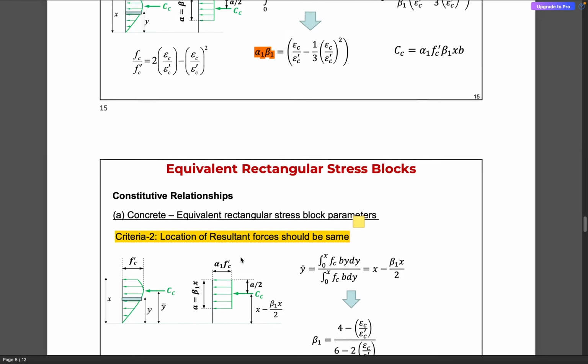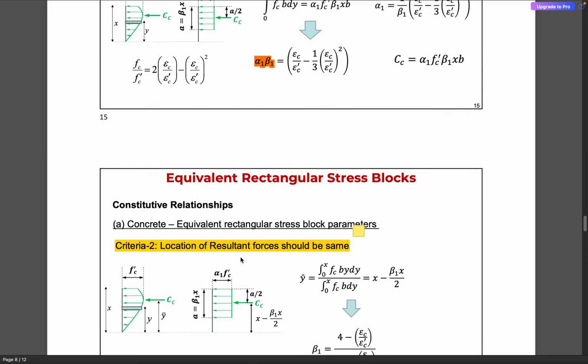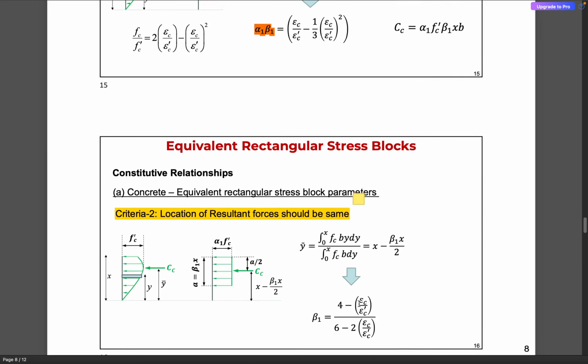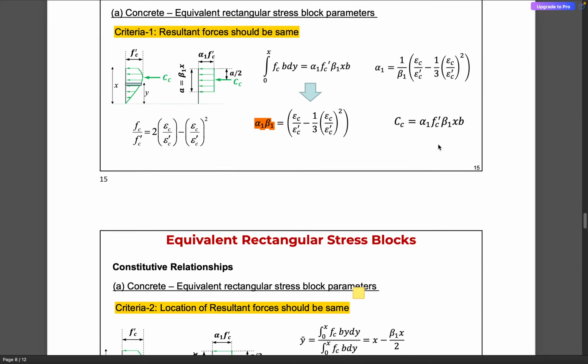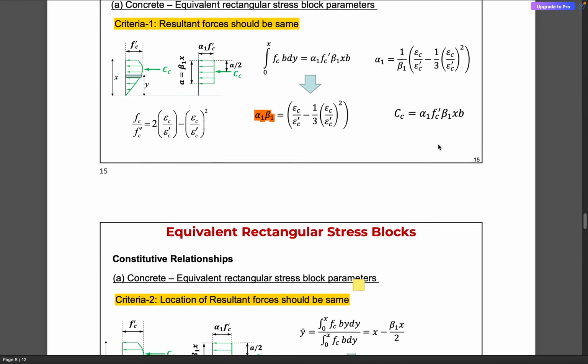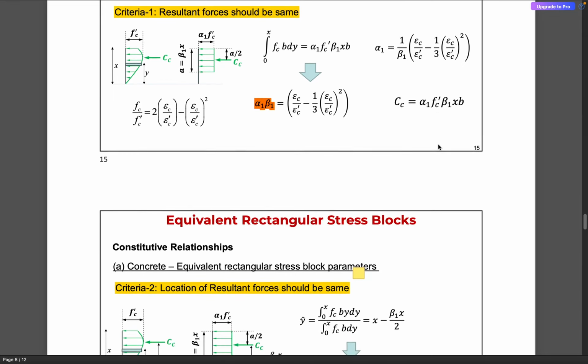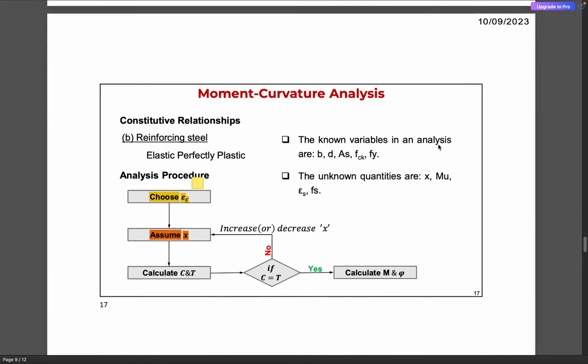Upon simplifying we obtain the value of beta 1 as (4 minus epsilon c by epsilon prime c) divided by (6 minus 2 times epsilon c by epsilon prime c), and alpha 1 is given by 1 by beta 1 into (epsilon c by epsilon prime c minus 1 by 3 into (epsilon c by epsilon prime c) square). Okay, so we are going to solve certain numericals so that this application becomes more clear to all of you.